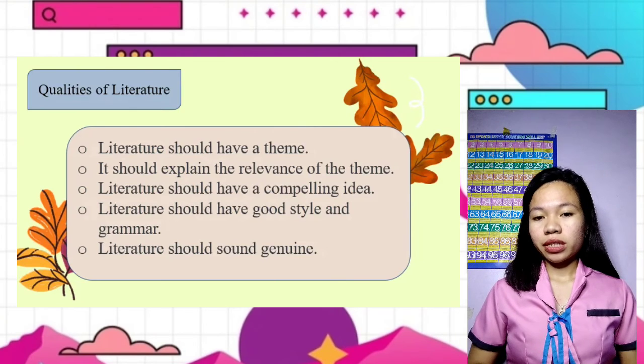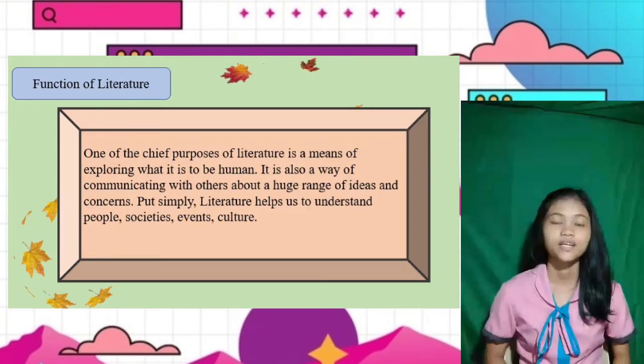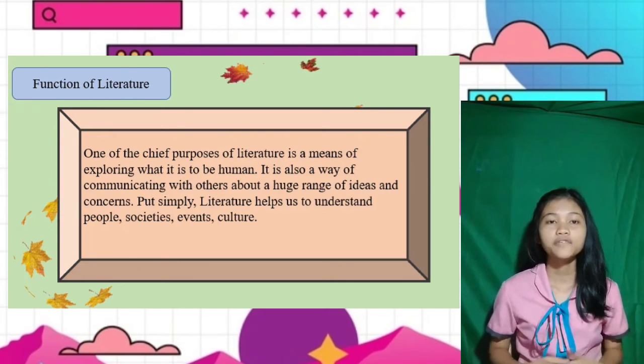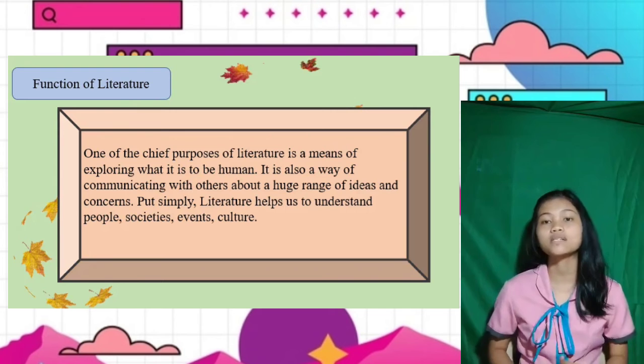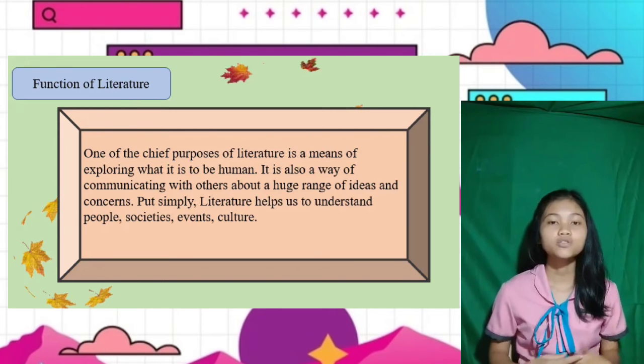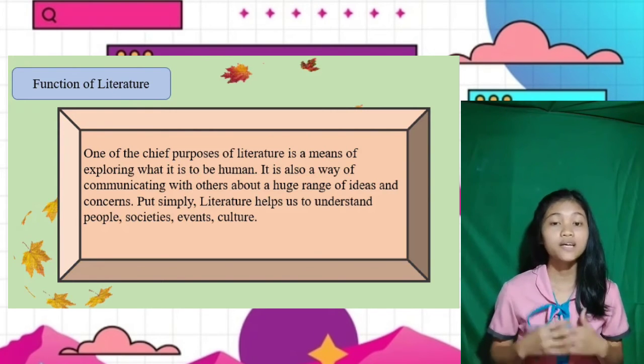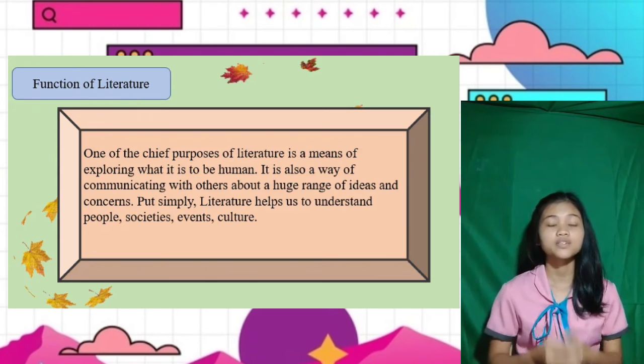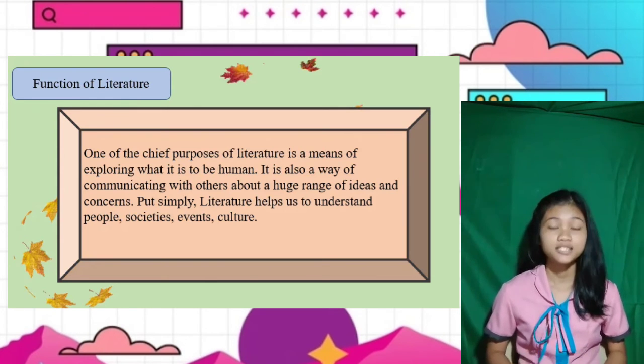The next reporter will be Hazelkia. The next is we have the function of literature. One of the chief purposes of literature is a means of exploring what it is to be human. It's also a way of communicating with others about a huge range of ideas and concerns. To simplify, literature helps us to understand people, societies, events, and culture.